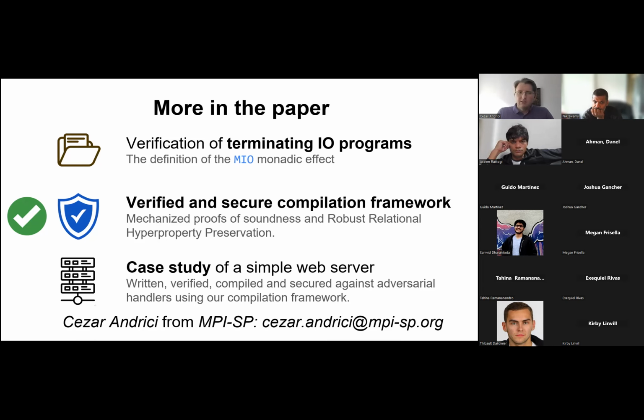As I said, the code is verified and we have mechanized proofs. And we also have a case study of a web server. This web server actually accepts multiple clients and it responds to each request. And the thing is that the request handler is actually unverified. And we still show that the web server responds to each request and that the web server is safe against some adversarial handlers, but we also show that it works with a proper handler.